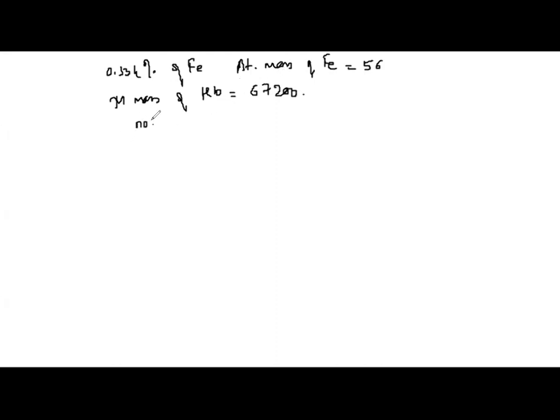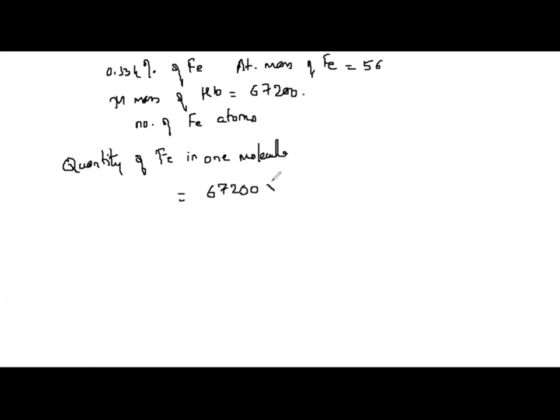They have asked how many iron atoms are present in one molecule of hemoglobin. So, quantity of iron in one molecule. So what do we do? Approximately, what is the molecular mass of hemoglobin? 67,200 into how much percent of iron is present?